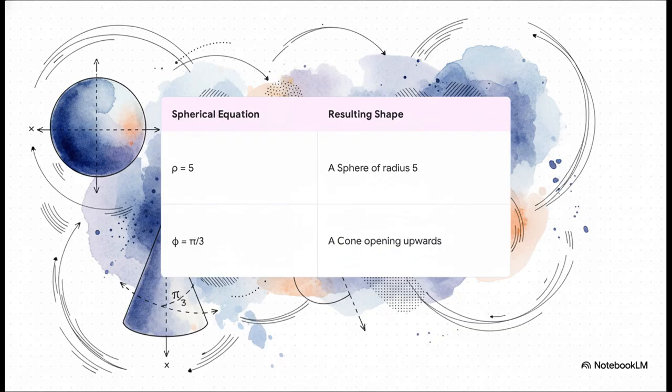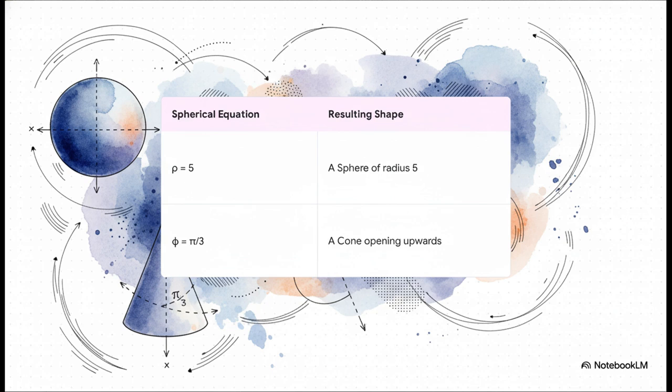Look at this. The equation rho equals 5. What does that mean? It just means all the points that are 5 units away from the origin. Bam! That's a perfect sphere. Compare that to x squared plus y squared plus z squared equals 25. See how clean that is? Or what about phi equals pi over 3? That describes all the points at a fixed angle down from the z-axis.